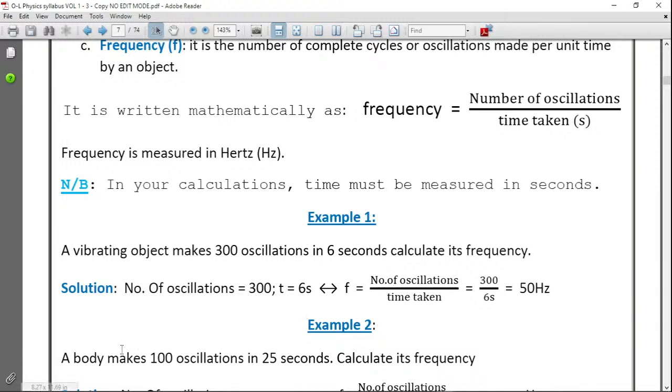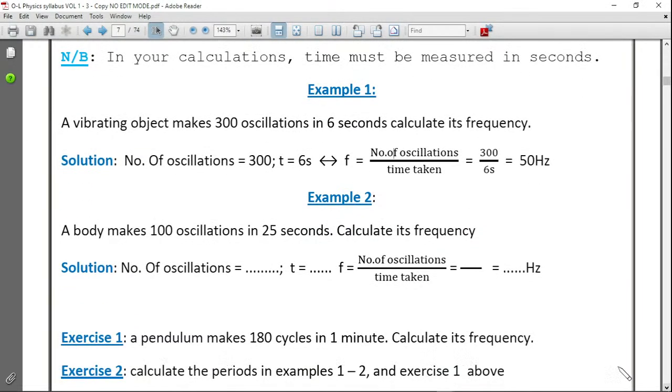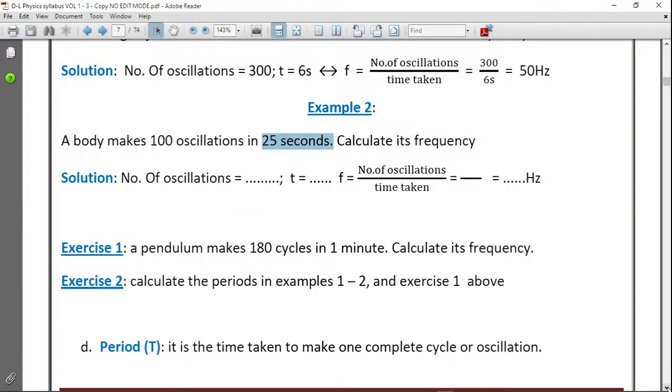Now, example 2. A body makes 100 oscillations in 25 seconds. Calculate its frequency. So frequency is number of oscillations divided by time. So we'll have 100 divided by 25. That will give us 4 hertz. If they ask for the period, you will take 25 seconds divided by 100, and that gives us 0.25 seconds. Because period is time, it's measured in seconds.